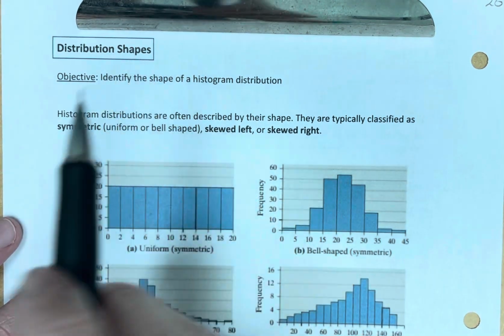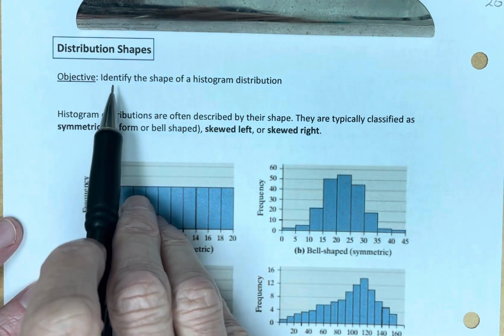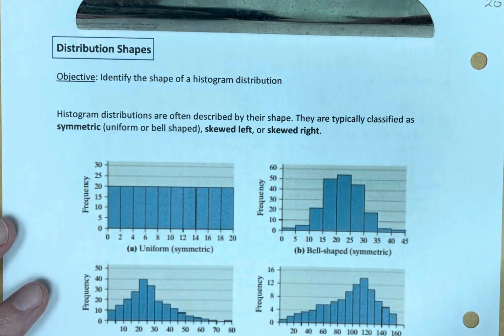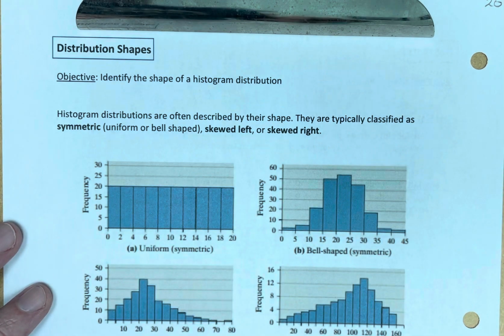Distribution shapes. Our objective: identify the shape of a histogram distribution. We'll be talking a lot about distribution shapes in this class, and so we want to get this knowledge so that we can apply it as we move forward with a variety of distributions we're going to work with.